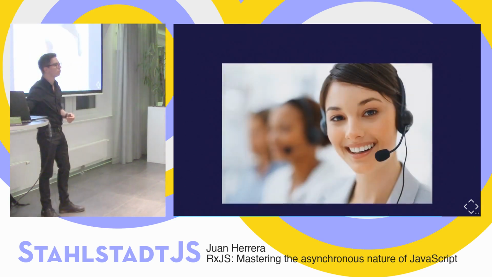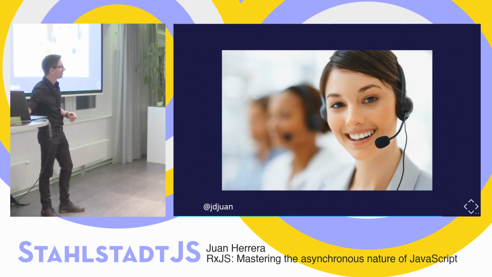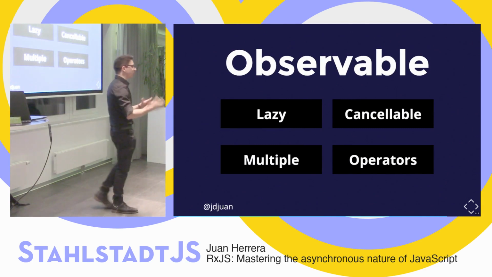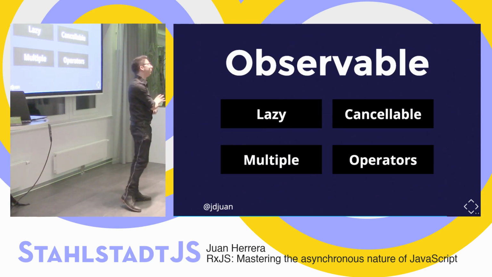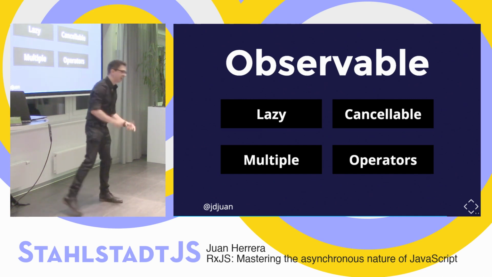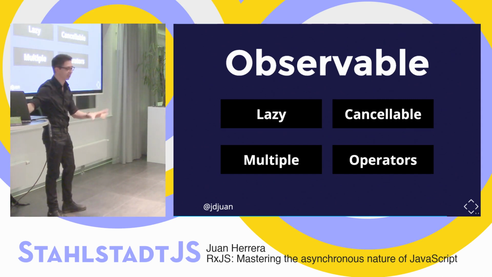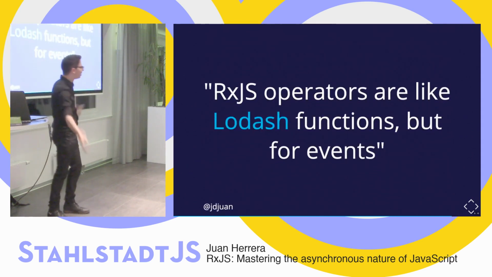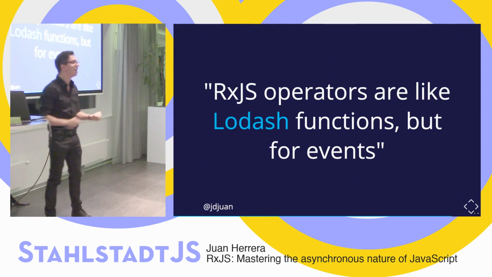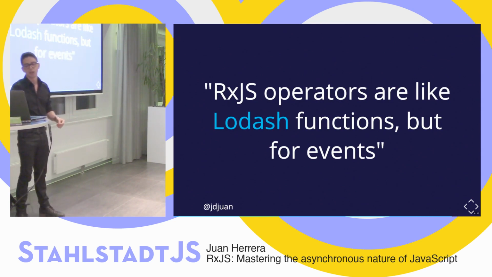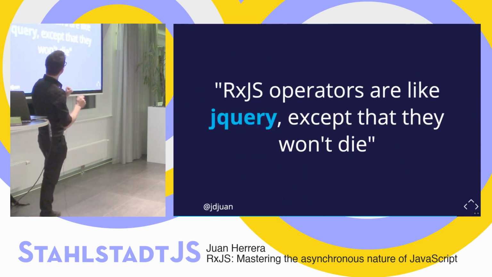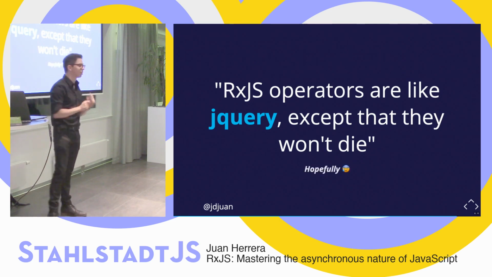And finally, observables are like call centers. They have operators. These operators allow you to actually transform and work with the information in ways that make it really, really awesome and elegant. And this is where the value of RxJS resides. So some people on the internet say, hey, RxJS operators are like Lodash functions, but for events. I never use Lodash, though, not that much. So I came up with my very own definition. RxJS operators are like jQuery, except that they won't die, I hope.